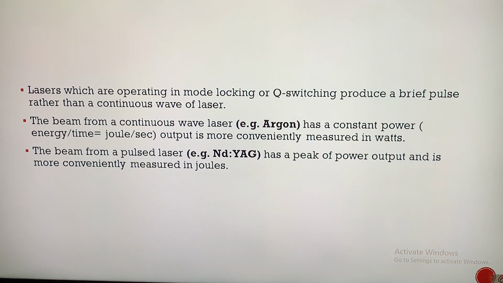Lasers which are operating in mode locking or Q switching mode produce a brief pulse rather than a continuous wave of laser. So the beam from a continuous laser like argon laser has a constant power and it is more conveniently measured in watts. And 1 watt is equal to joule over second and power formula is energy over time. But the beam from a pulse laser, Nd:YAG laser, has a peak output power and it is more conveniently measured in joules because time is not being taken into consideration.